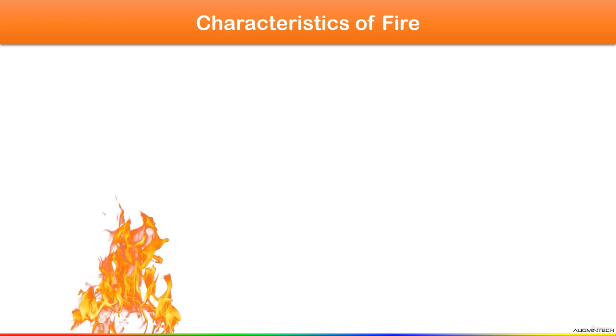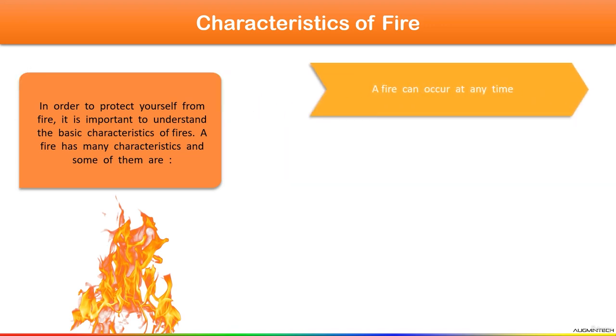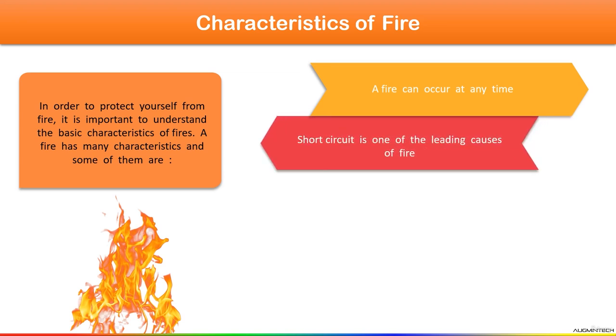Now we are going to discuss the characteristics of fire. In order to protect yourself from fire, it is important to understand the basic characteristics of fire. A fire has many characteristics and some of them are listed here. First, a fire can occur at any time. The reason is that whenever combustible fuel in the presence of oxygen at an extremely high temperature becomes gas, at that time fire occurs. Second, short circuit is one of the leading causes of fire.